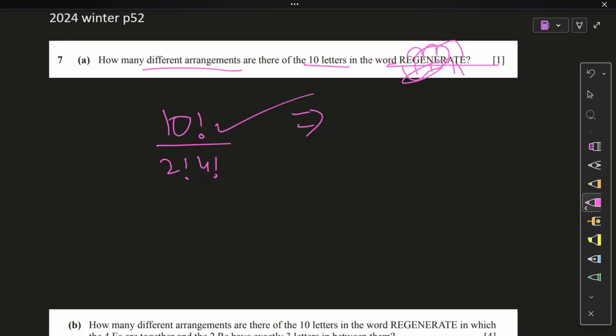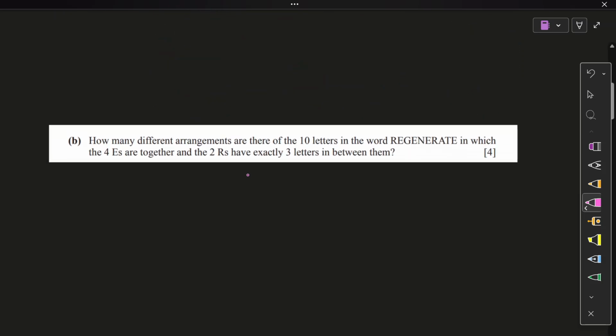Let's get the answer. 10 factorial divided by 2 factorial into 2 factorial into 2 factorial into 4 factorial. And our answer is a very huge answer, 75,600 different ways. Easy question. Let's move to the next part.